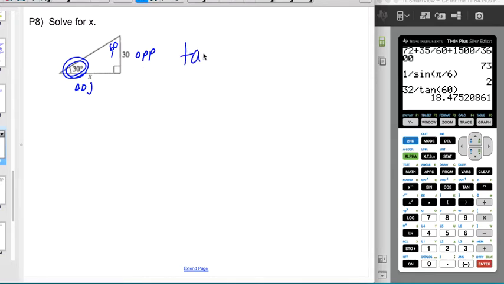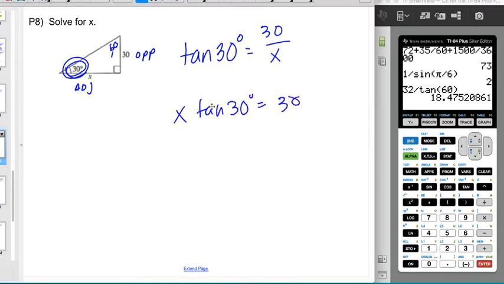so I'm going to go ahead and set up a tangent again, right? I'm going to do TOA. So tangent of 30 degrees equals the opposite over the adjacent, right? So I'm going to multiply the x over x, tangent of 30 degrees equals the 30. And remember, tangent of 30 is a number, so I can divide that over, and I get 30 divided by the tangent of 30 degrees, right?